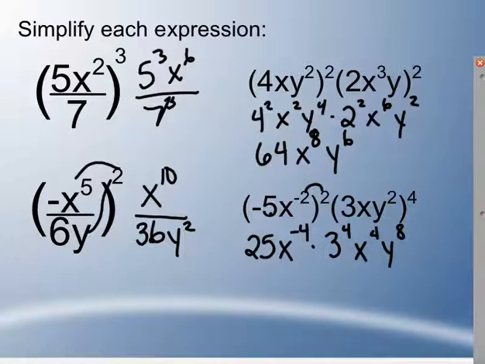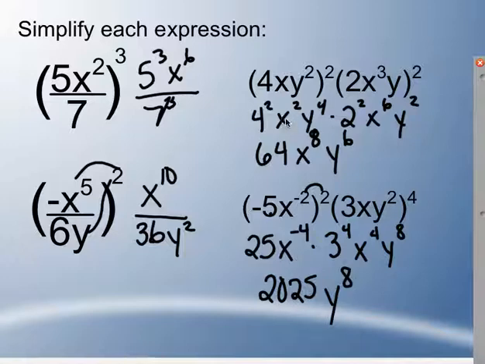And I can combine some like terms. So if I do 25 times 81, that's going to be 2025. And if I do x to the negative 4th and x to the 4th, well, I'm adding exponents here, which means I'm going to get x to the 0, which is just 1, so that kind of goes away, times y to the 8th.